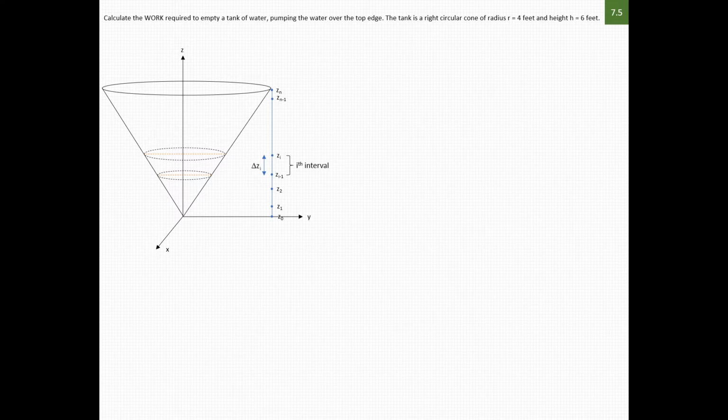Let's consider a slice of water, this one, corresponding to the ith interval. Because its height, delta zi, is small, I can assume that the force is constant. The force equals the weight of that slice of water. The work on the ith interval can be calculated using the simplified formula weight times distance.